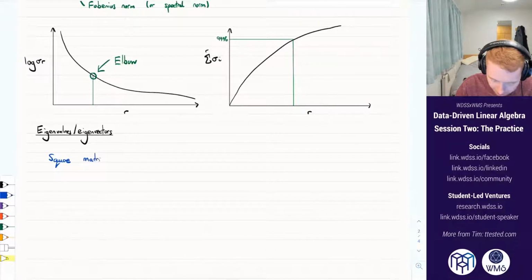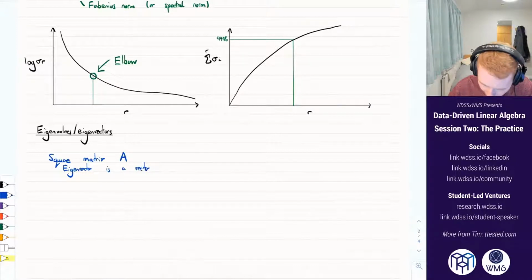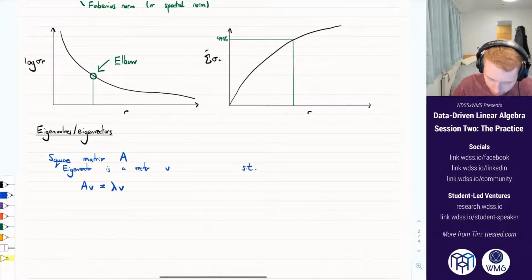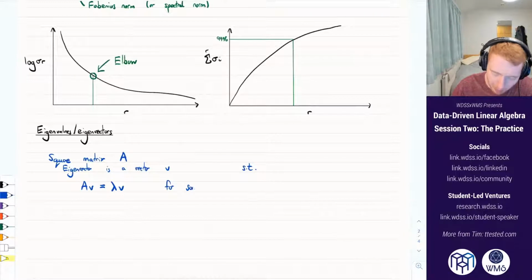Square matrix A. Then an eigenvector. So an eigenvector is a vector V such that when we multiply V by A, so when we transform V through the matrix A, we end up with a multiple of the original vector for some value lambda, which is just a real number.